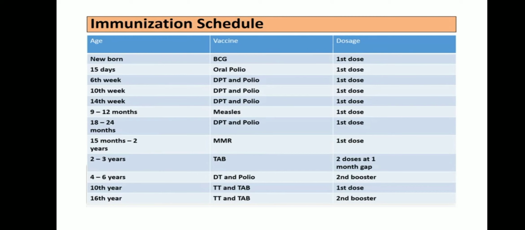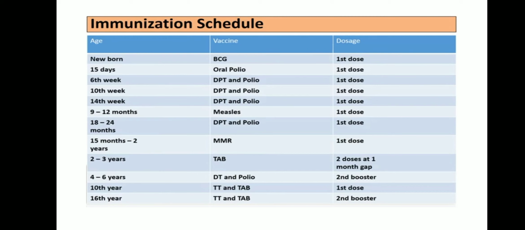It's a viral infection. Okay, measles. As a first dose it is given. 18 to 24 months, DPT as well as polio, as a first dose. 15 months to 2 years, MMR should be given. MMR, you know, mumps, measles and rubella vaccine. Then 2 to 3 years, TAB. That is what? It is a combined vaccine for typhoid, paratyphi A and paratyphi B.